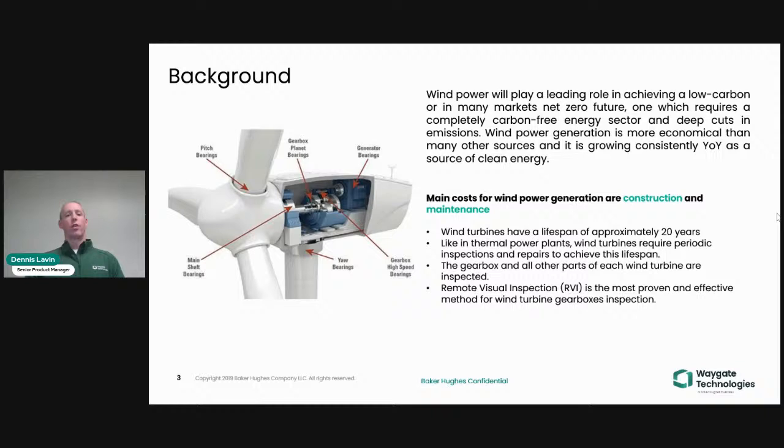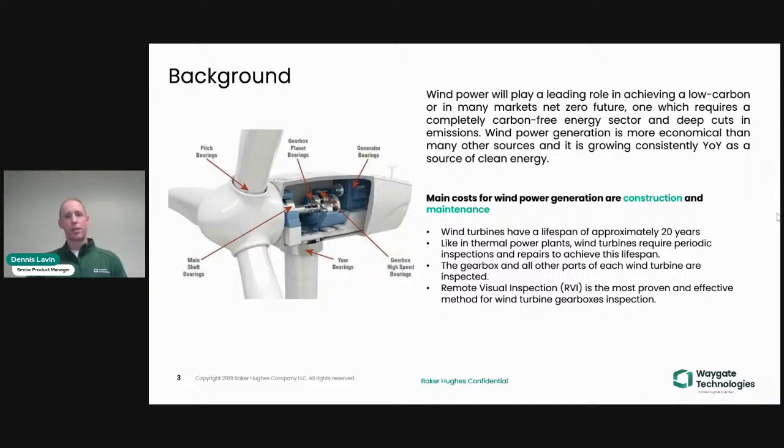So what are the main costs when it comes to wind energy? Well, of course, the wind is free. So the two main costs are construction of the wind farm itself and then maintenance. So that's where we'll focus. Maintenance is a big cost when it comes to visual inspection and supporting a wind farm. The approximate lifespan of a wind turbine is 20 years. And similar to thermal power plants, wind turbines have to be periodically inspected to achieve that 20-year lifespan.